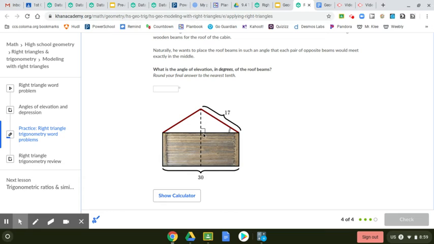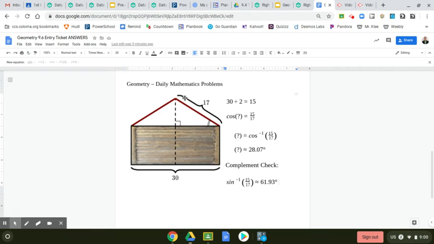You might get a story problem such as this, and it's what's this angle here? What's this angle of elevation? And be able to round it to the nearest tenth of a degree. So obviously, this is an isosceles triangle, but if I cut the isosceles in half, much like a previous lesson, 30 divided by 2 gives me 15. 15 is adjacent to this missing angle, and 17 is the hypotenuse. So I need to use cosine of some angle measurement I don't know equals 15 over 17.